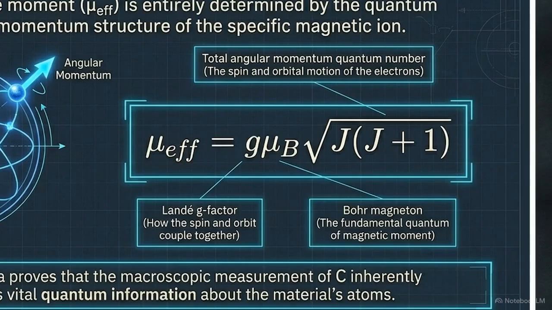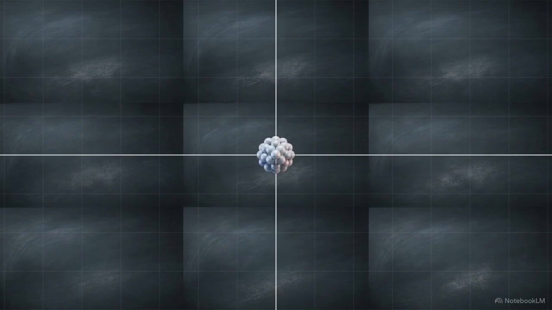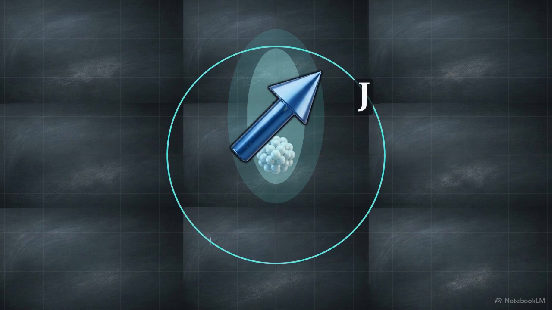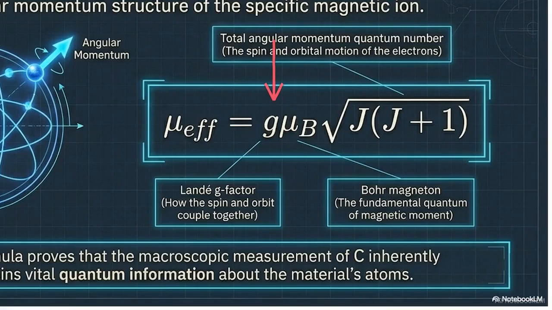This formula reveals what actually dictates the effective moment. It is rooted in a specific quantum parameter labeled J. J represents the total angular momentum quantum number of the specific magnetic ion you are testing. Physically, J is the combined sum of the inherent spin of the atom's electrons and their orbital motion around the nucleus. The g, sitting at the front of the equation, is the Landé g factor. It acts as the coupling metric, a calculated value dictating exactly how that specific spin and orbital motion interact with one another.